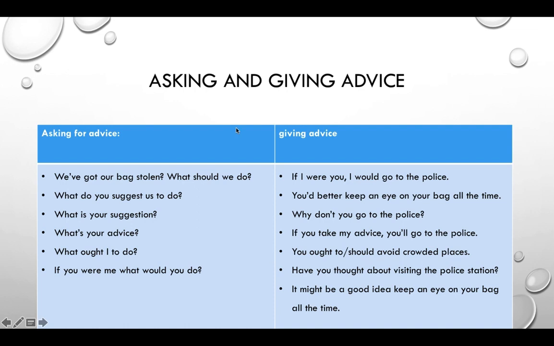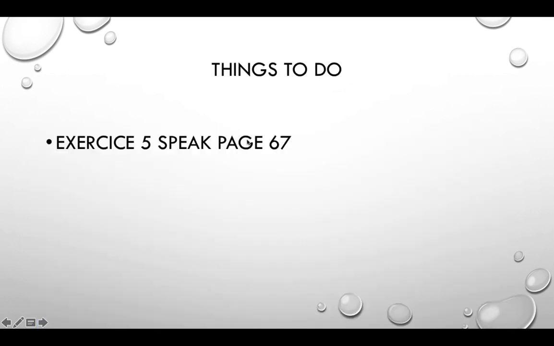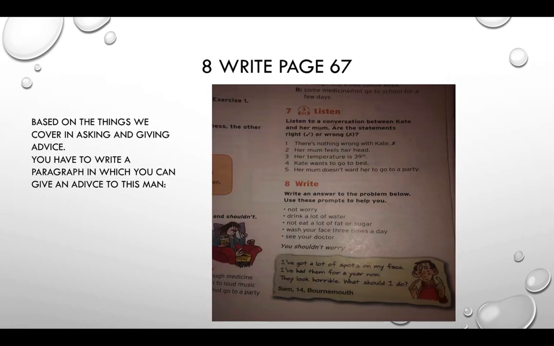Then we have things that we should do, or things that we must do. Try to do exercise 5b on page 67. This is an exercise about asking and giving advice. And we have the last thing, which is writing, also on page 67.